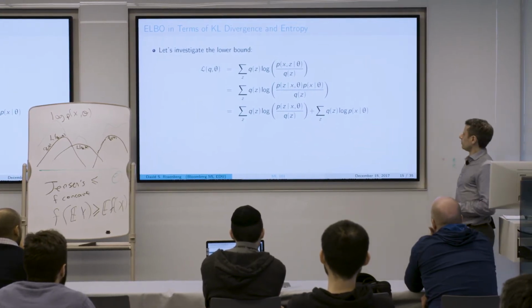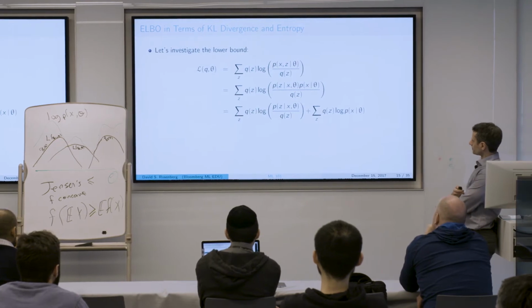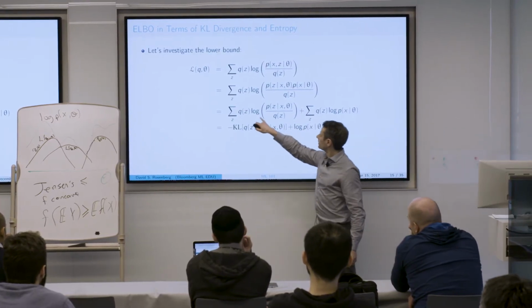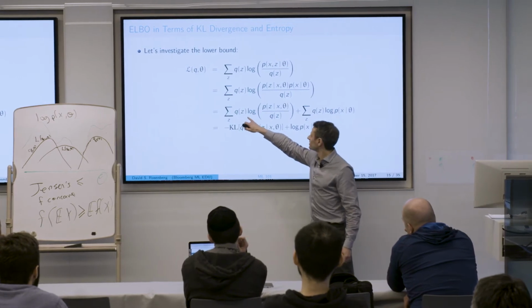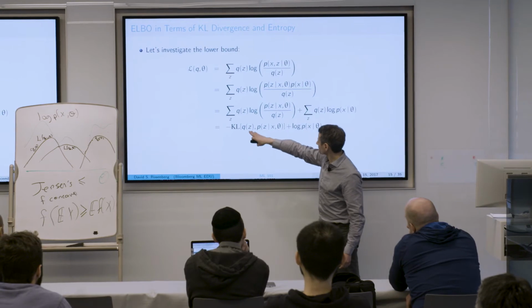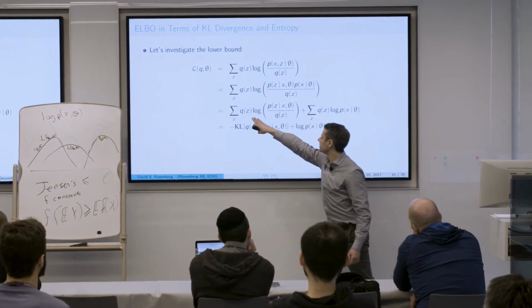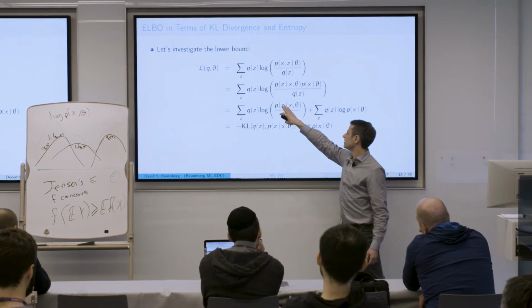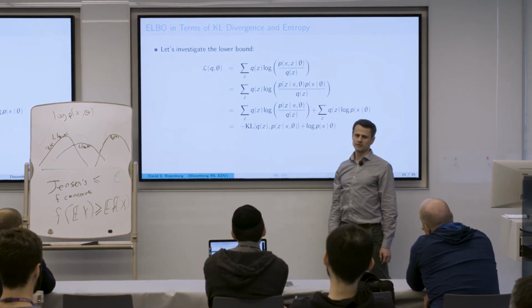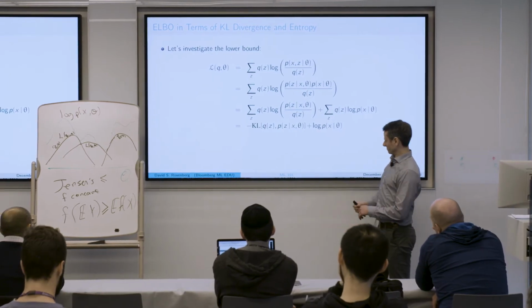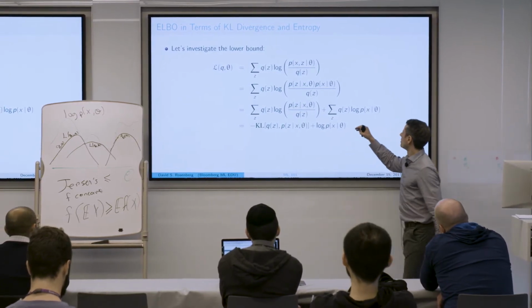And what do we see? Now it's time to recognize the KL divergence. This is like the negative KL divergence between the distribution q and the distribution of z given x and theta. Just something one wants to recognize.